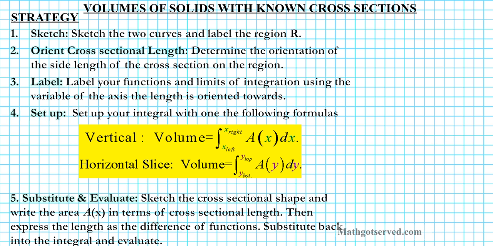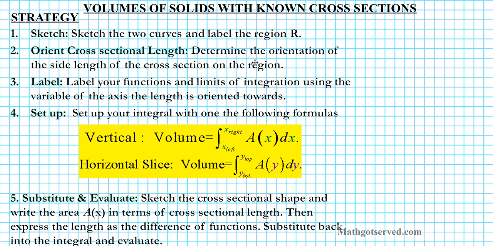So first thing you want to do is, of course, sketch the two curves, and then label the bounded region R. That region could be the base of the solid or it could be a diagonal, depending on the problem. Step 2, you're going to orient the cross-sectional length.